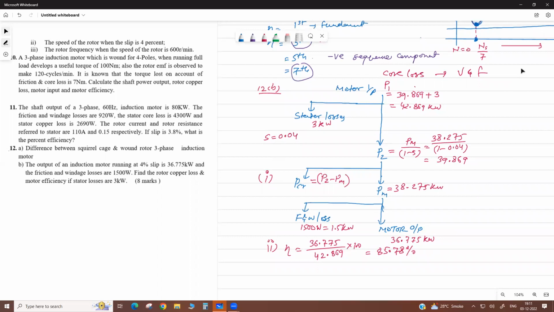Okay, next. Rotor input minus mechanical power: 39.85 minus 38.275.